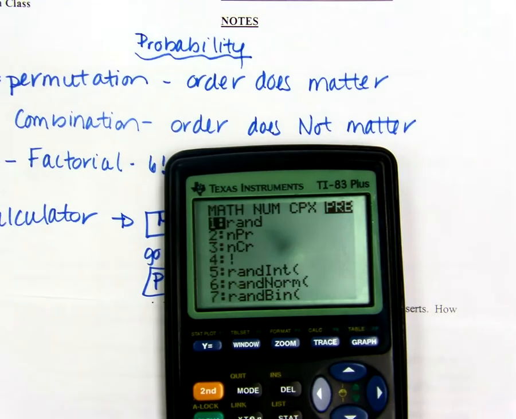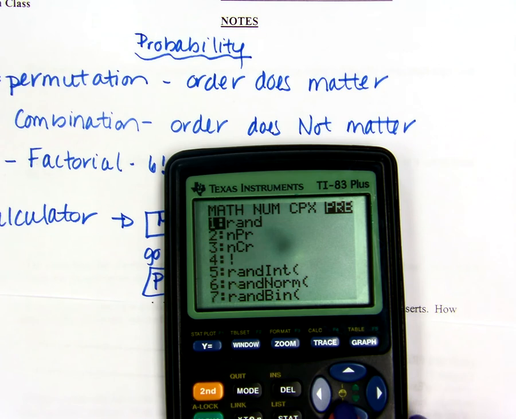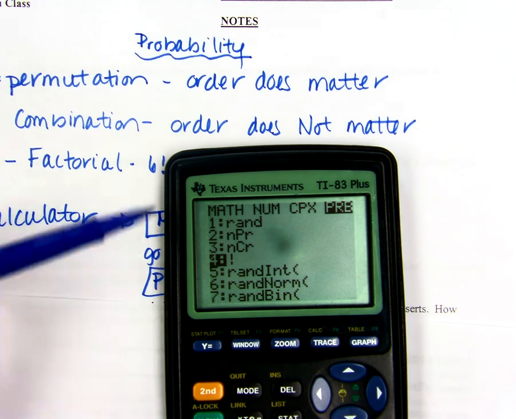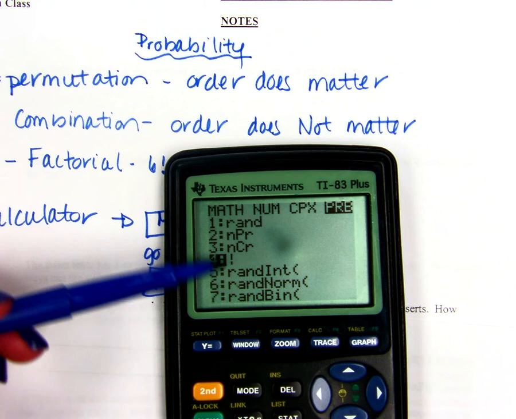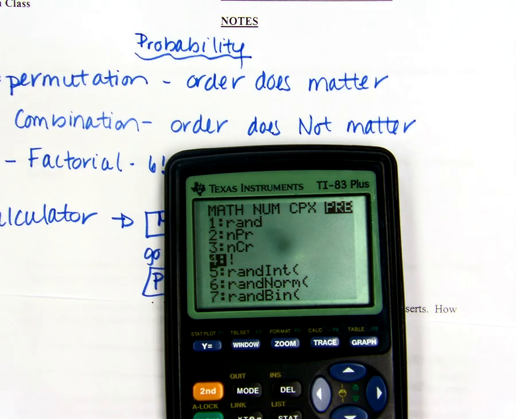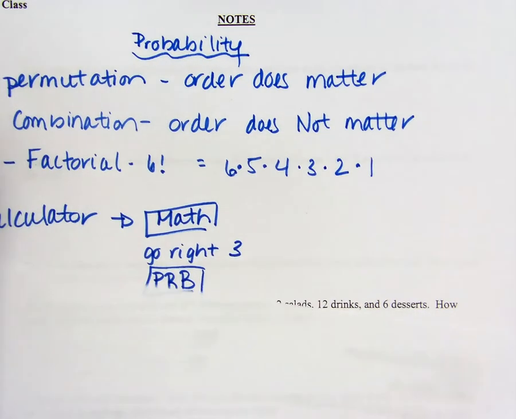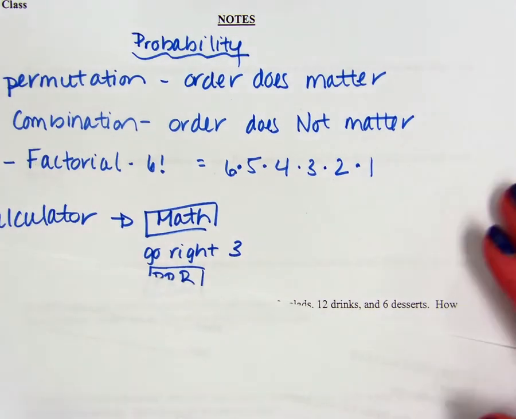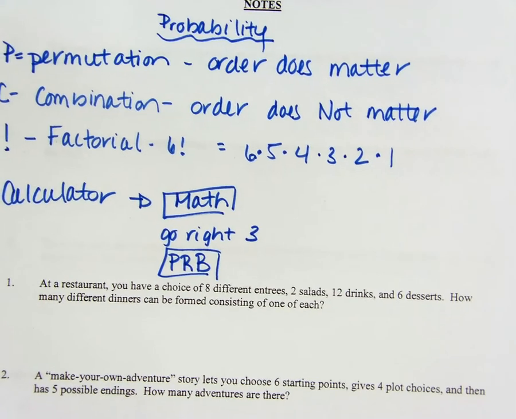You're going to arrow over to the PRB, so that's probability, and there's a couple options for you. 2, 3, and 4 right there are the options that you guys would be using for solving these problems today. So the P, you can see that's number 2 for permutation, and then you have the C for combination, and then your exclamation point for your factorial on number 4. So we're going to dive into the last type of problem. It's called the counting principle right away. So we're going to start with one of those examples.